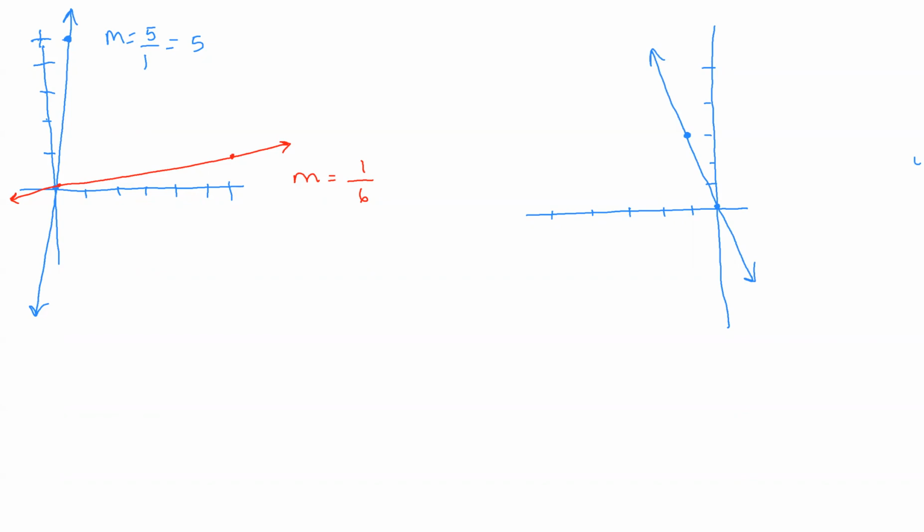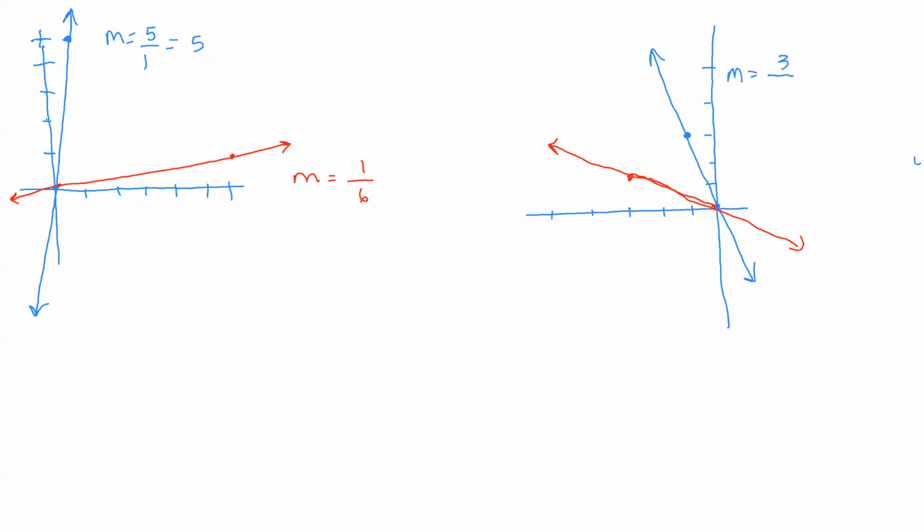And then we have a line where we go to the left 3 and then up 1, like this. So again, you can see that the blue line is significantly steeper than the red line. But let's talk about this in numbers. So for the blue line, we went up 1, 2, 3.